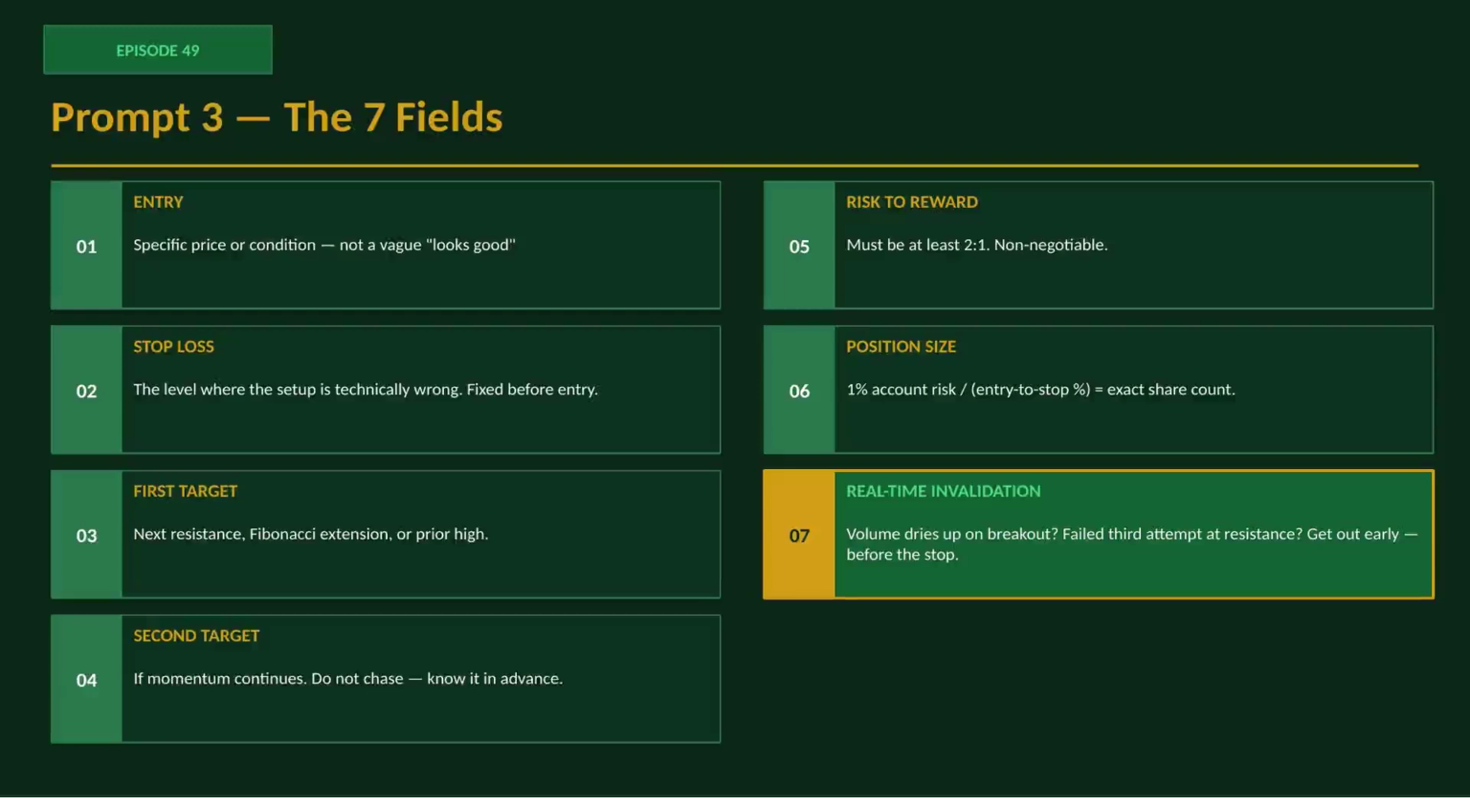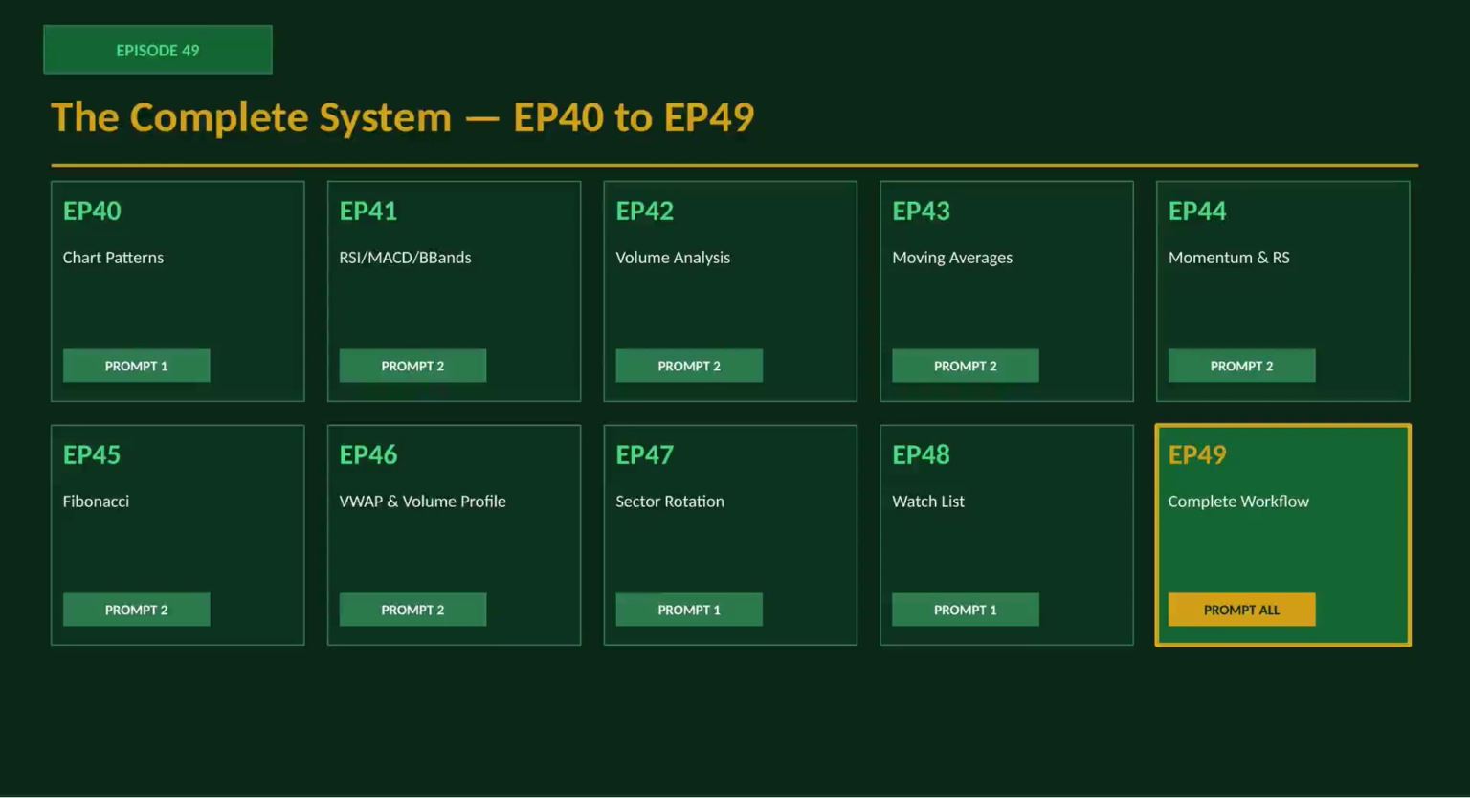The key piece is field 7, real-time invalidation. Most traders set a stop and do not think about it again until they are stopped out, but the chart is speaking to you the whole time. If volume dries up the moment the stock should be accelerating, that is information. If it fails to break the level on the 3rd attempt, that is information. ChatGPT will give you the conditions to watch for based on the setup it identified.